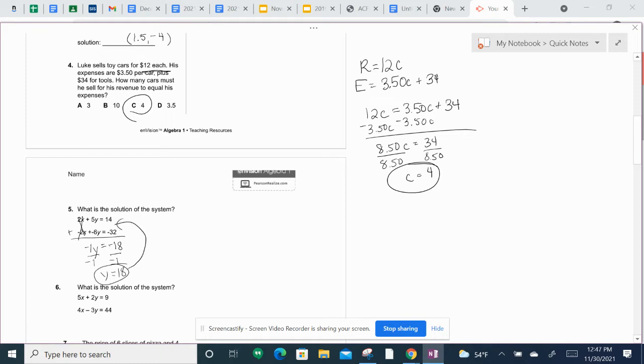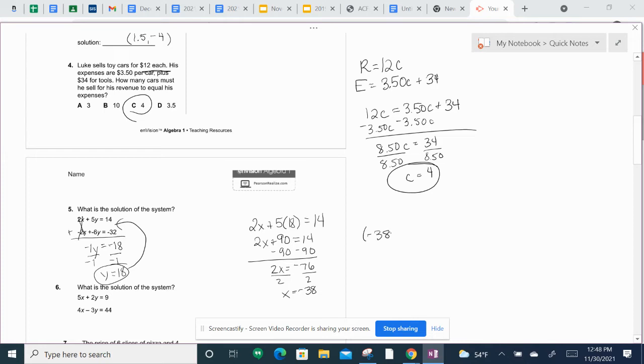Now I need to plug that back into one of my two equations. I don't know that it really matters in this case. And so I'm going to plug into the top one and say 2 times x plus 5 times 18, and I want it to equal 14. So 2x plus 5 times 18 gives me an answer of 90. Then I'm going to subtract 90 from each side. Get 2x is equal to negative 76. And divide each side by 2 to get x is equal to negative 38.